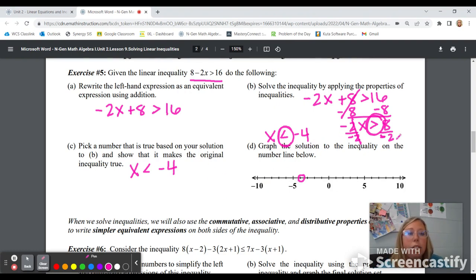It says graph the solution to the inequality on the number line. So just as I was saying, anything to the left, you're actually going to show it by shading the whole number line to the left. That represents that any of these numbers are possible solutions that make this inequality true.